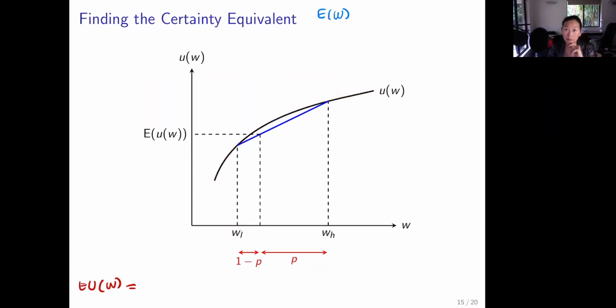So if I want to compute the expected wealth, I say the expected wealth has to be equal to P times WL, plus 1 minus P times WH. You don't need the utility function here. This P is the probability that we get the low outcome, and the other probability is for when we get the high outcome.